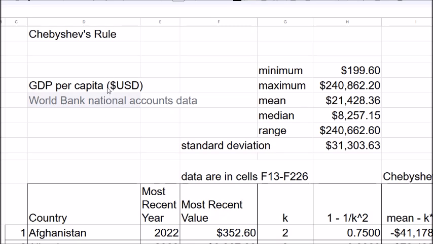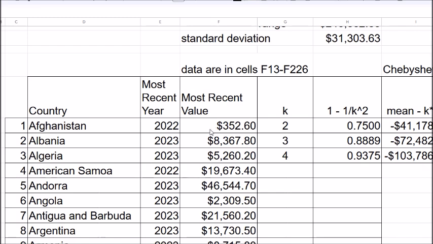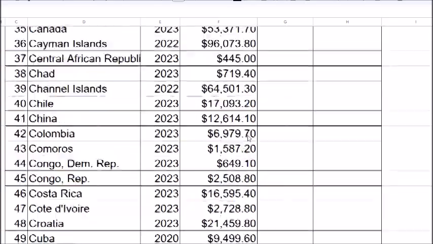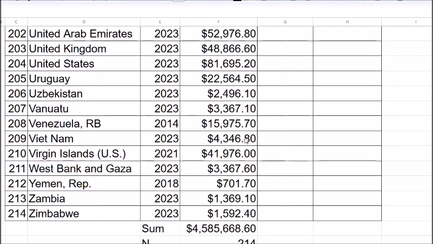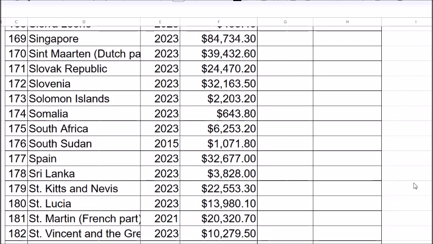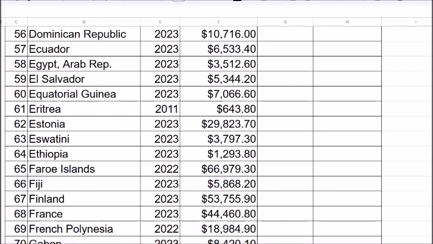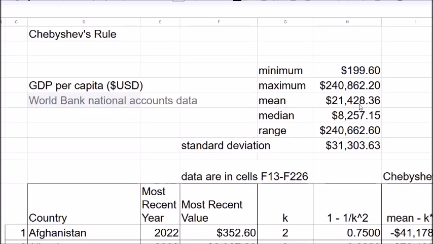So here I have a set of population data that's GDP per capita of the 214 countries around the world. The first data is located in cell F13, and the last data is located in cell F226. The average is $21,428.36.